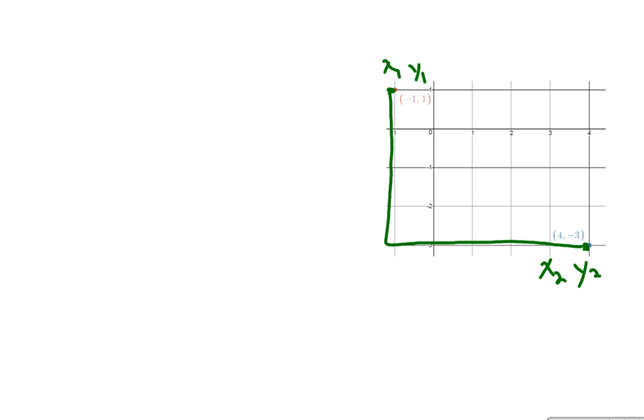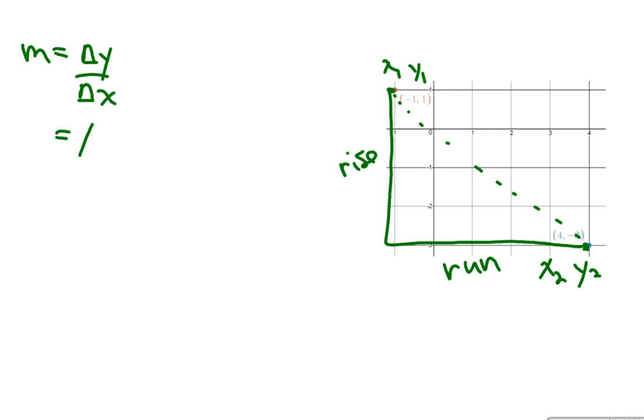If we want to find the slope of this line segment that connects those 2 points, we can draw our picture. This is the rise. This is the run. So the slope here would equal the change in y over the change in x, which is also y2 minus y1 over x2 minus x1.